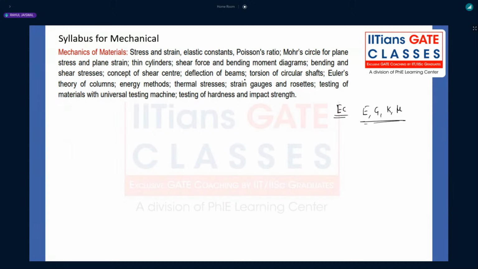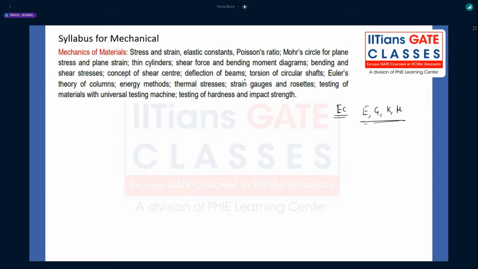Then we have the deflection of beams, torsion of circular shafts, Euler's theory of columns, and then the energy method. When you look at the energy method, based on the strain energy we can find deflection also, either bending deflection or axial deflection. Any deflection we can find by using the energy method, that is the strain energy method.